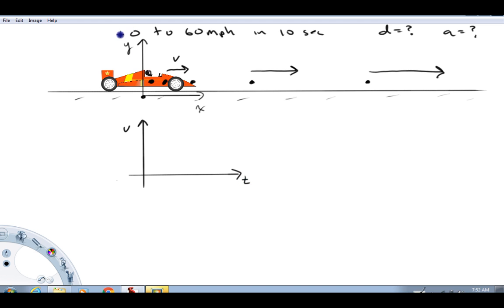the car's starting at 0 miles per hour. So at t equals 0, I'm going to say the velocity is 0. That would go here on the graph. All right. After 10 seconds, the car is going 60 miles per hour.